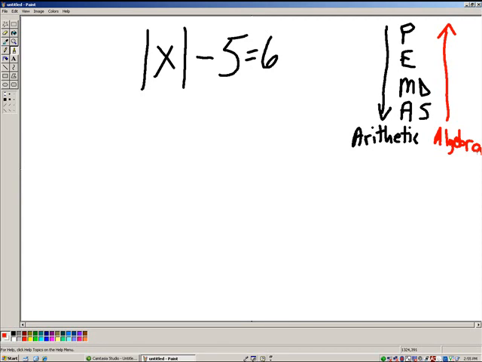So in algebra, we need to do whatever's added or subtracted first, which would be 5. Then we can do the absolute value, because the absolute value is on the order of operations way up there. It's a form of parentheses. Instead of curved parentheses, they're straight parentheses. But they serve a similar function, at least as far as order of operations is concerned. So first, we get rid of that 5.